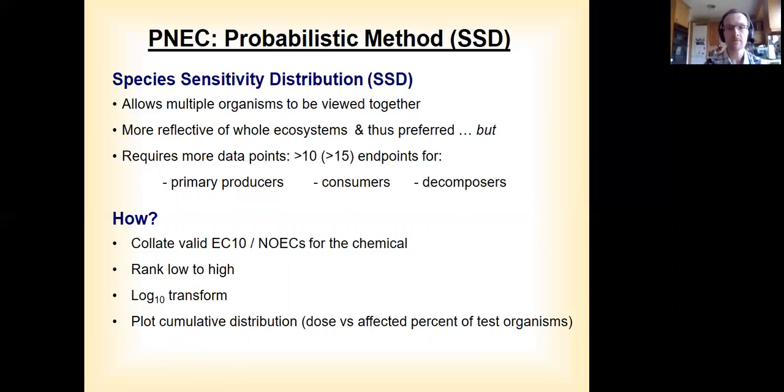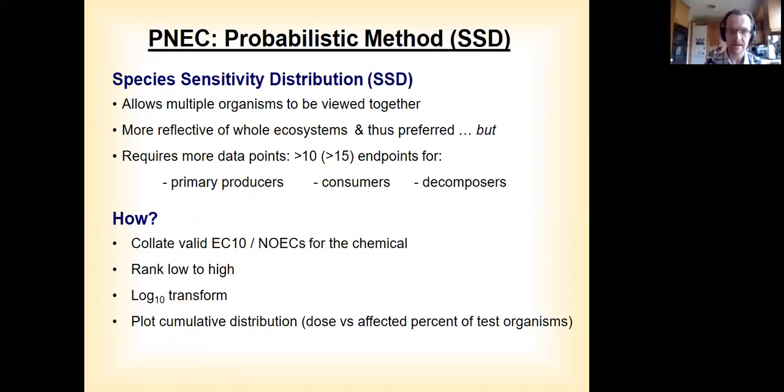So the way to go about that is to, again, collate all of the valid EC10s and NOECs that we have found. So if we've gone through, found all the data points, we've done a reliability index assessment, all of our RI 1s and 2s, maybe our 3s, then we rank them from lowest concentration to highest concentration. And then we can transform them logarithmically.